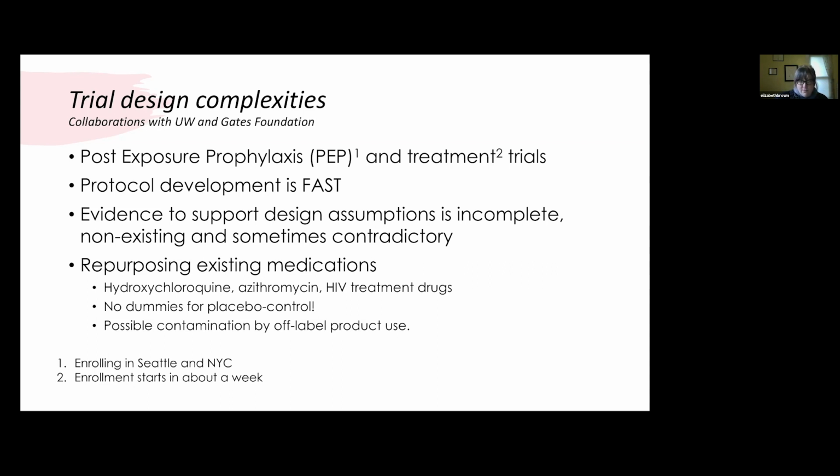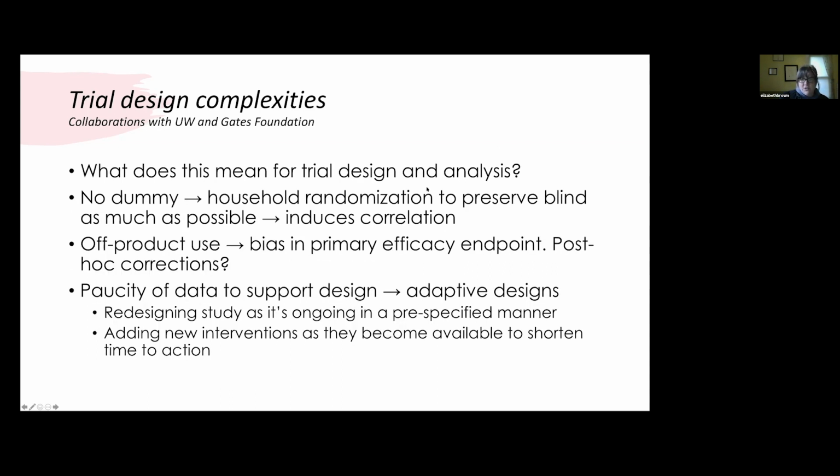But these both create a lot of interesting design issues statistically. So as I said, not having a dummy leads to this household randomization for preserving blindness as much as possible, which induces correlation. Off-product use can lead to bias in our primary efficacy endpoint. So how do we handle that? Can we do post-hoc corrections on this?